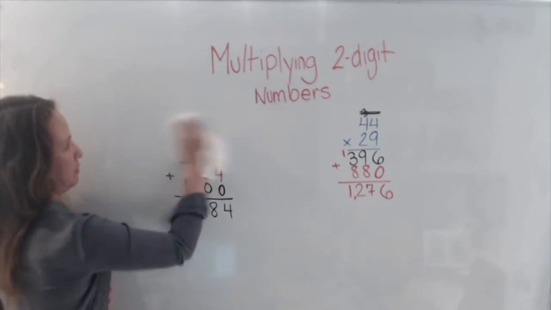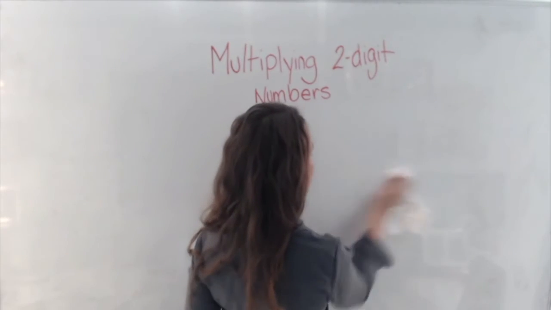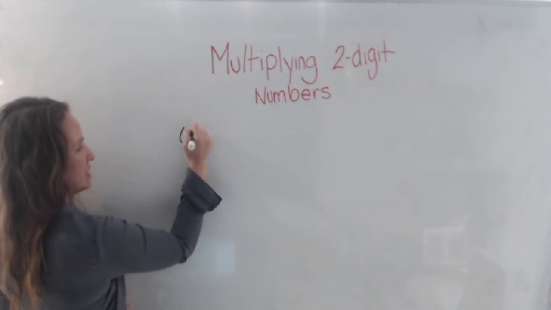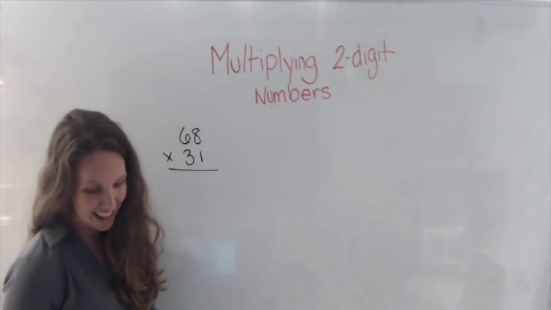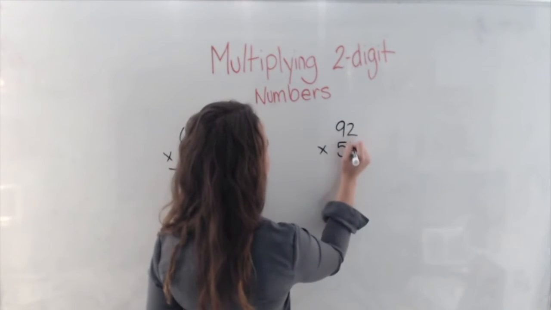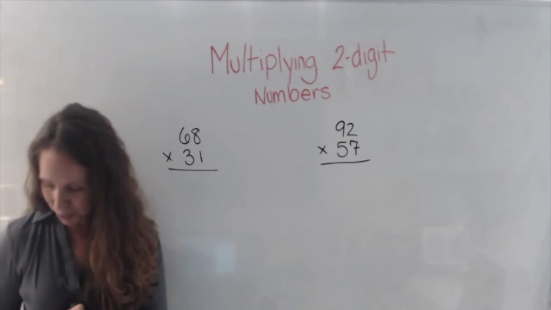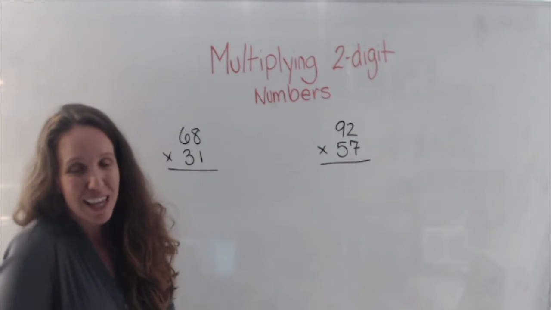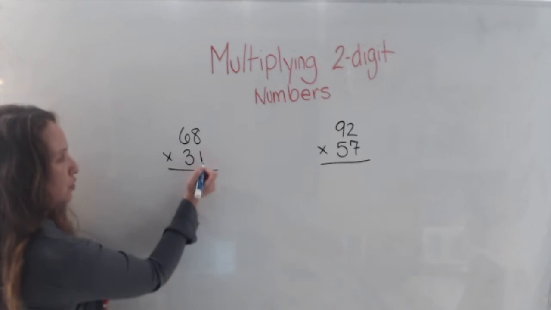Let's do a few more. I'll erase. We're only going to do 2 more together, and then I'm going to ask you to do the rest on your own. So for the next 2, we'll have 68 times 31 and 92 times 57. So, what do I do first? If you said multiply your ones, you'd be absolutely correct. So let's do my ones.